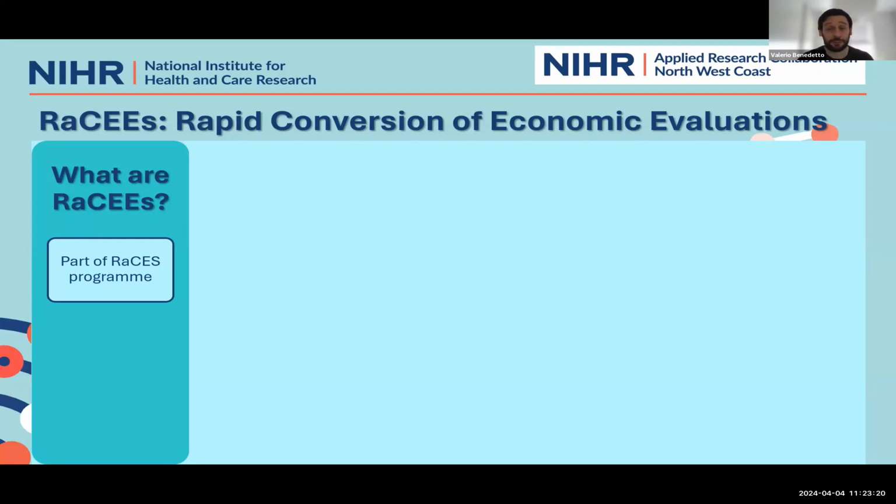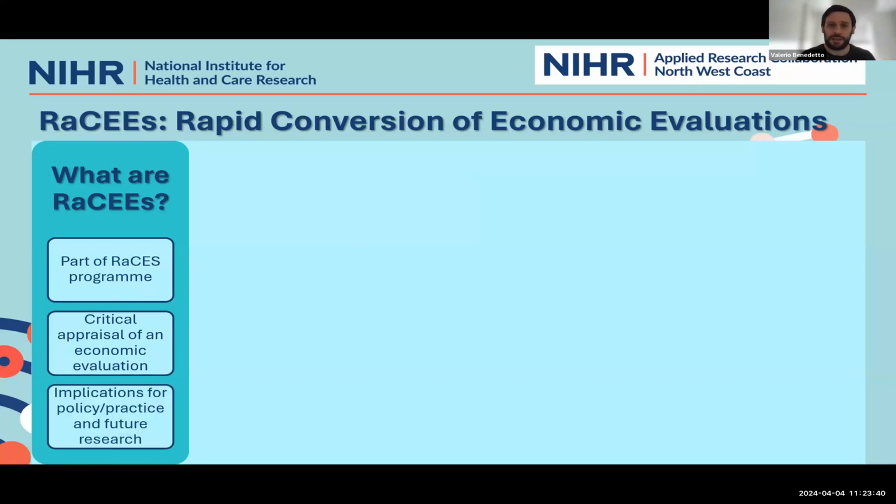So this is a real initiative open to anyone from ARC West Coast member institutions. And we are going to take together an existing economic evaluation. So an existing paper talking about an economic evaluation, and we are critically appraising this economic evaluation together, and then build on the findings from the economic evaluation in order to draw some implications for policy, practice, and future research. Again, if you know about the RaCEEs, you will see the similarities here. Of course, RaCEEs focus on systematic reviews. We are going to focus on economic evaluations, but similar type of process.